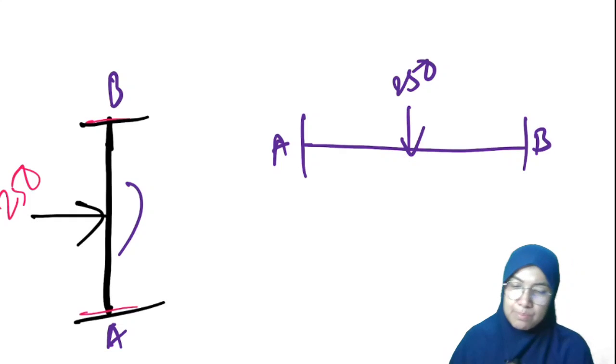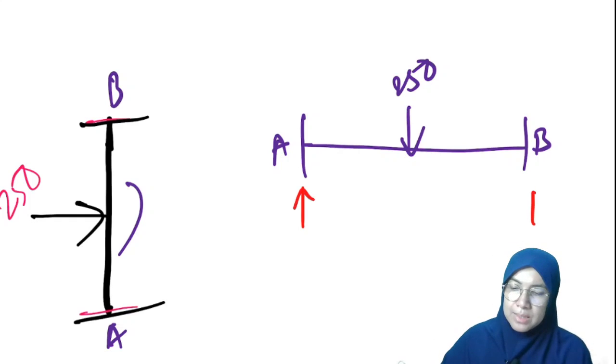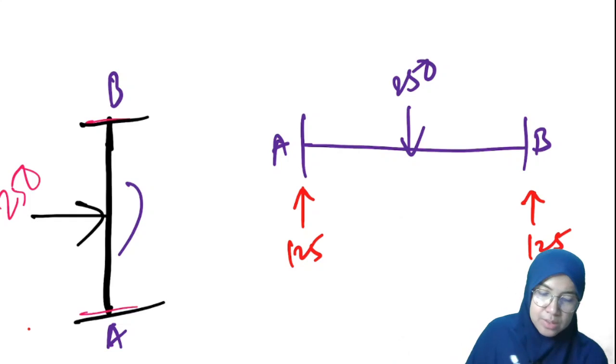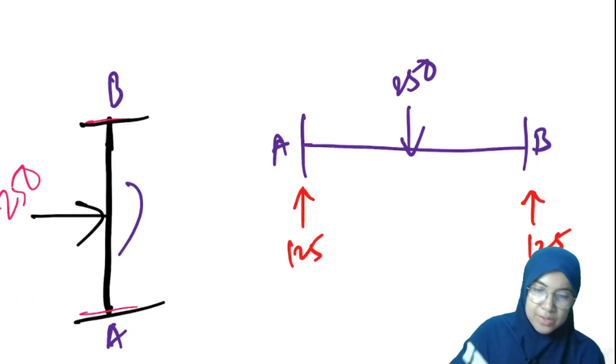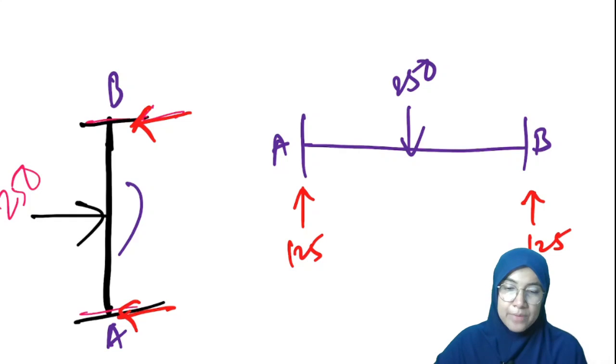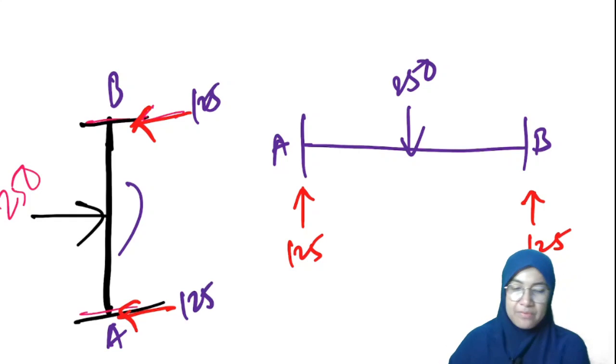Another one is B. For the reaction, for the vertical force to be balanced, we have 125, 125. This is 125 in the opposite direction, because we need to balance back. So the value is 125, 125.